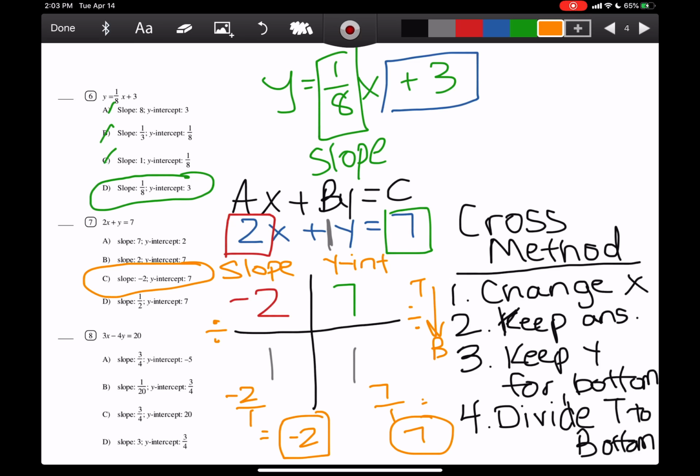Really, guys, just try to pause it and see if you can work it out and come back and play it and see if you got the right answer, and let's go over it together. All right, let's look at number 8 here.